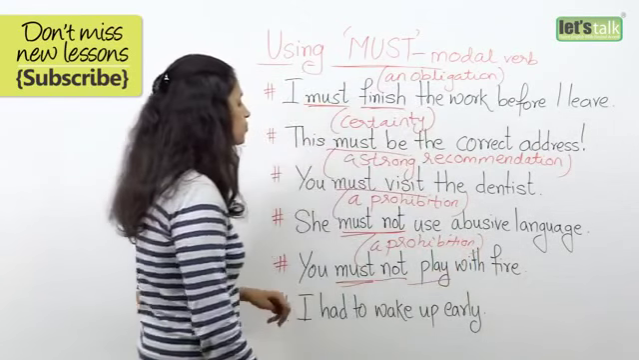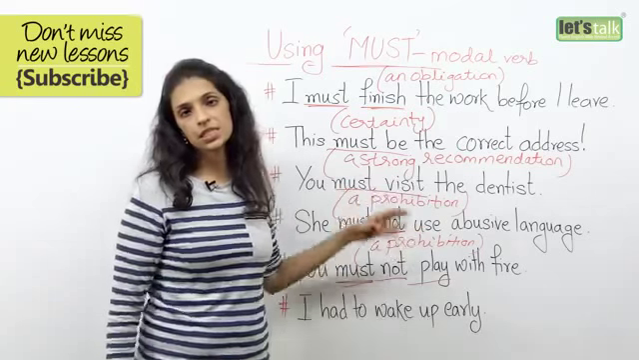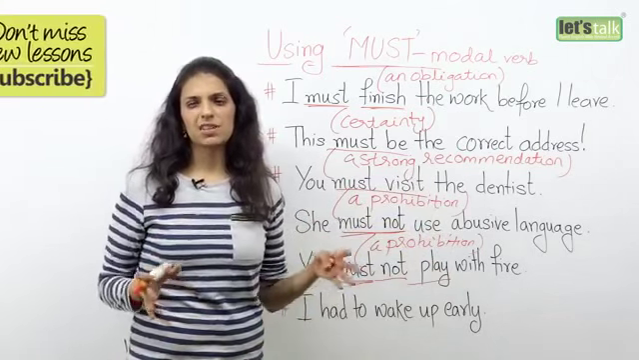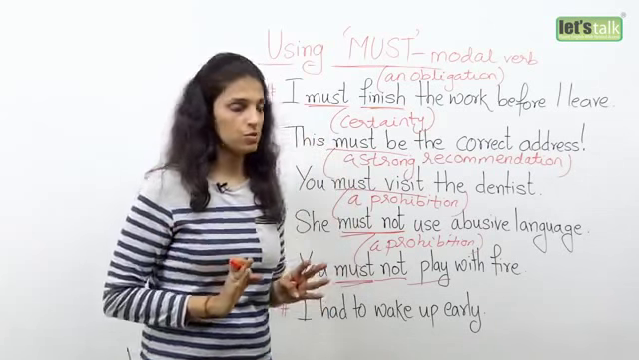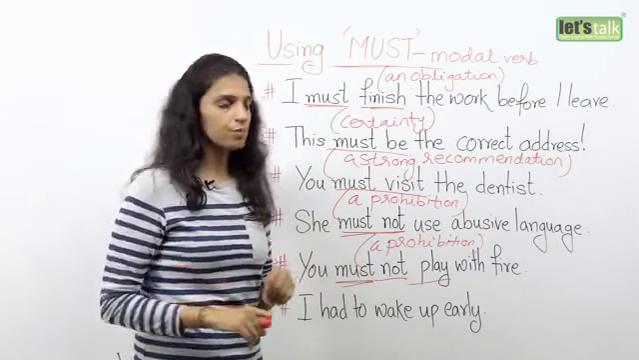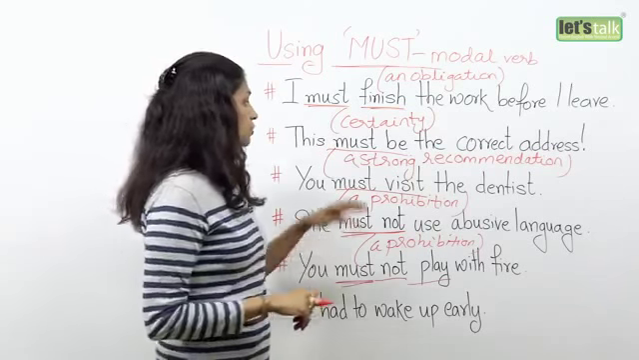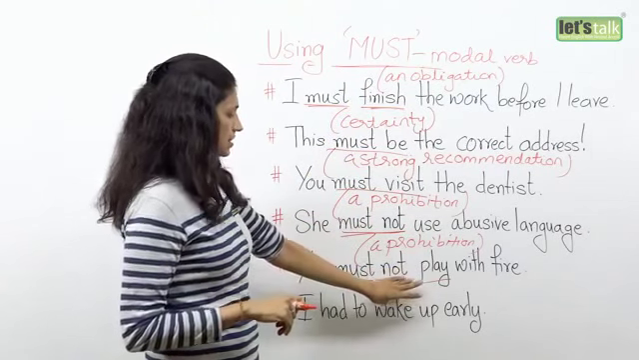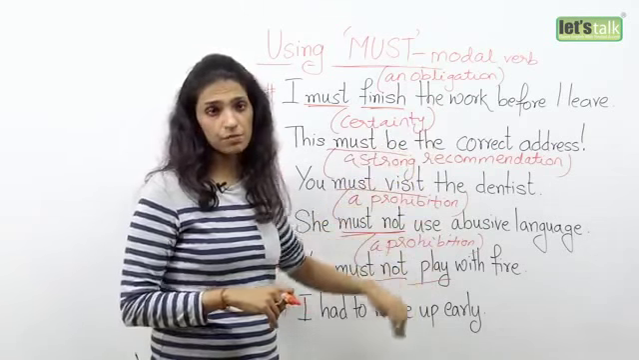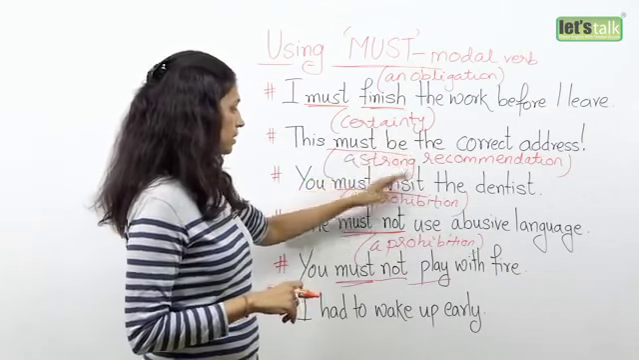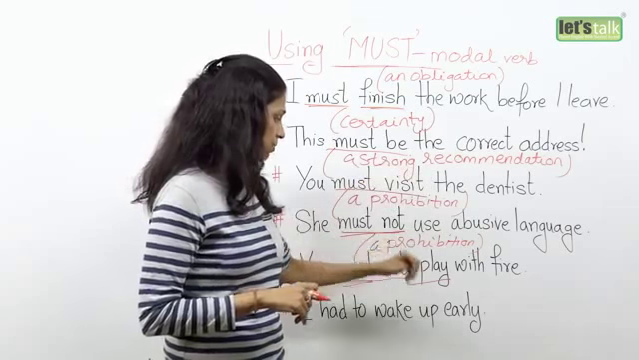So remember, when you put must in the negative, it is generally a prohibition, or something that you must just not do. You are prohibited from doing it. Now, so far these are sentences in the present. You have must followed by a verb in the first form: must finish, must be, must visit, must not use, must not play.